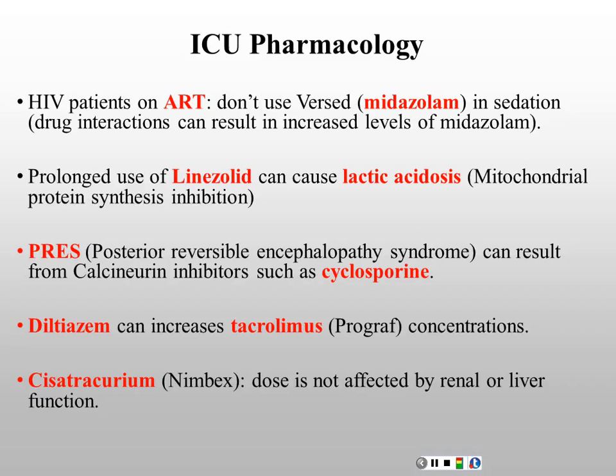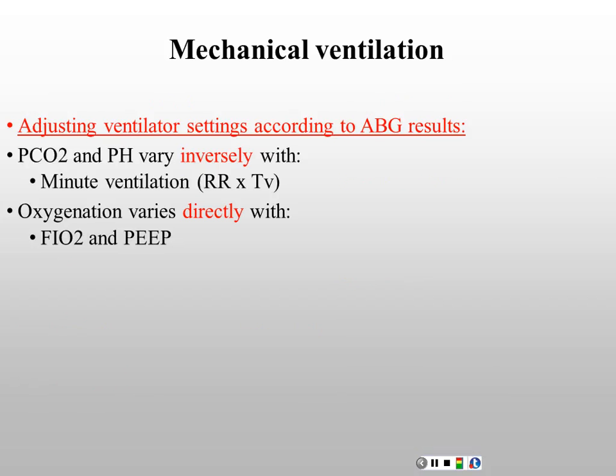Another thing you have to know: cisatracurium, which we use for paralysis in severe ARDS. Nimbex is the name. The dose is not affected by renal or liver function, so you have to know about that as well. Then we will touch base on mechanical ventilation.